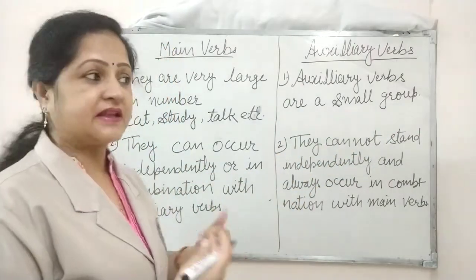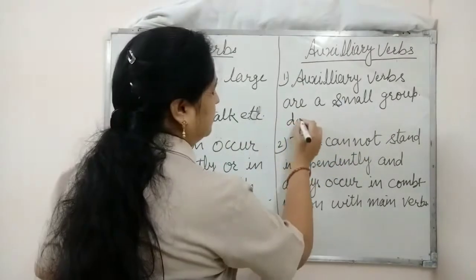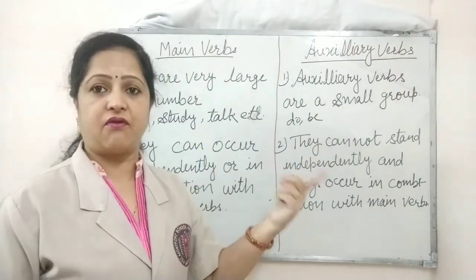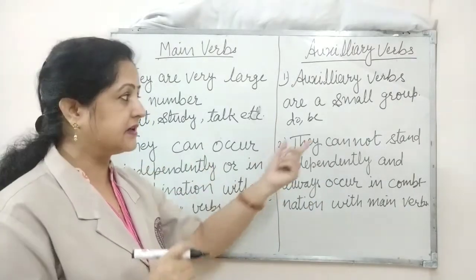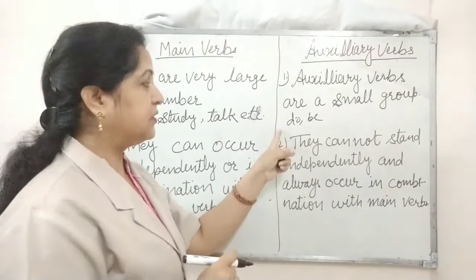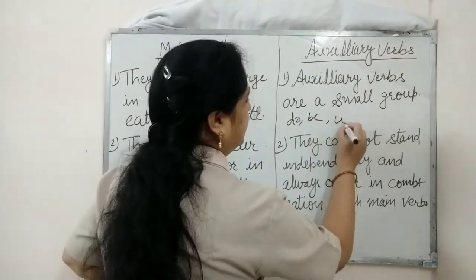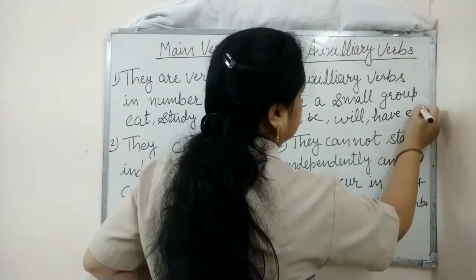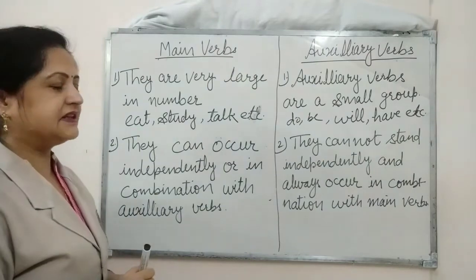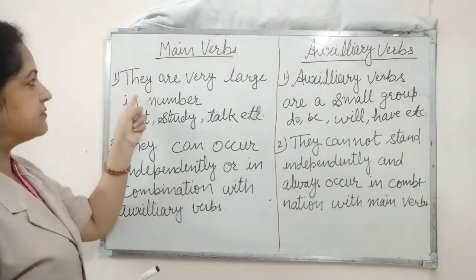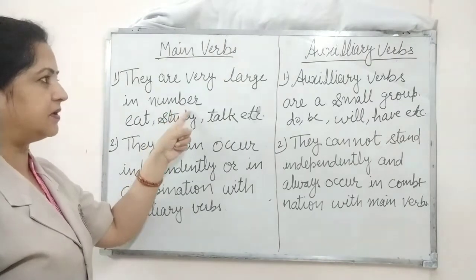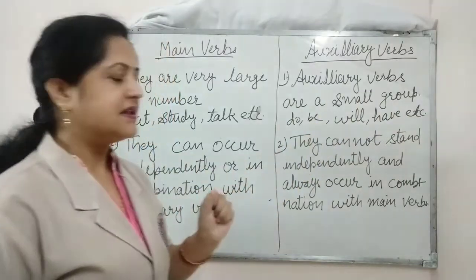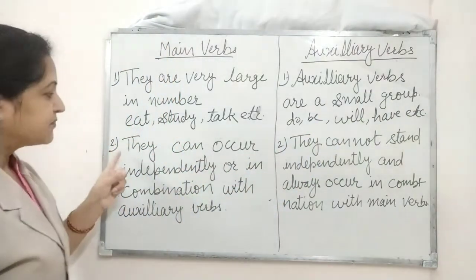For example, do, be, will, have, etc. Here, be means is, am, are, was, were. These all come under the category of be. So this is the first difference, that main verbs are very large in number, whereas auxiliary verbs are a small group.